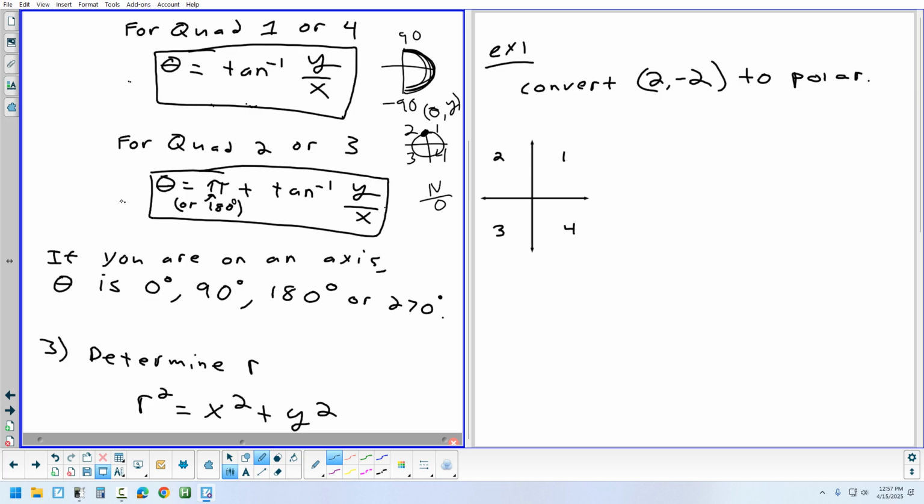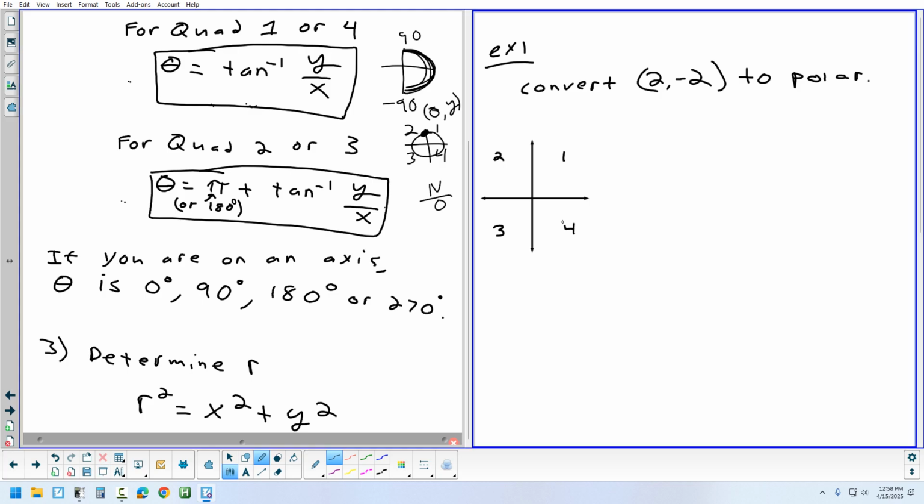2, -2. Where is 2, -2? What quadrant? That's in quadrant 4. Right 2, down 2. We're not looking for an exact sketch, we just need to know the quadrant. Okay, we are in quadrant 4. What is the formula to find theta in the fourth quadrant?